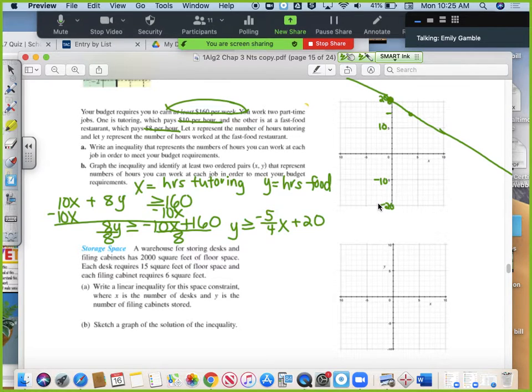You can't go back in time. You can't go back in time and have negative hours tutoring. And same thing with hours working at the food restaurant. Y represents the hours you work at the food restaurant. You can't have negative hours.